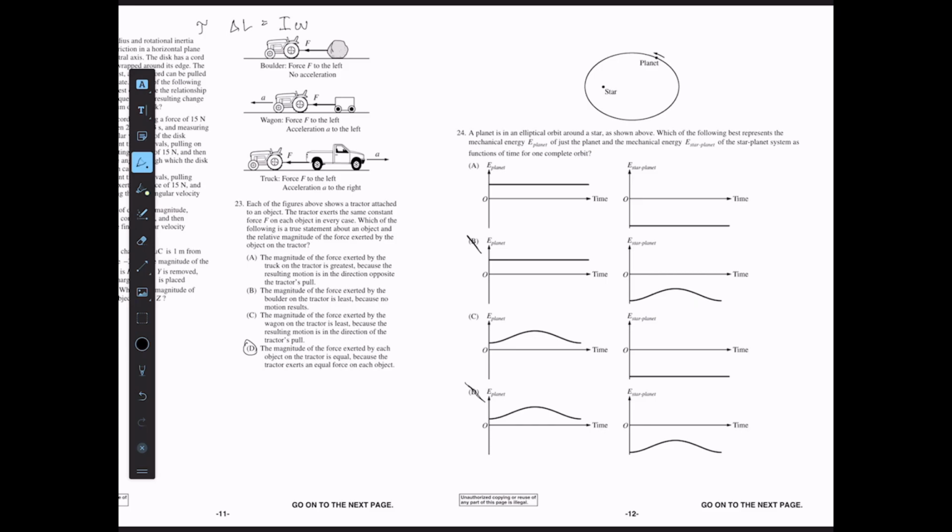Yeah. So for this one, the energy of the planet should be changing because it has kinetic energy. As it moves closer to the star, it should get more kinetic energy, and then the kinetic energy decreases. So it's not constant, so it's not A. So C is the answer.